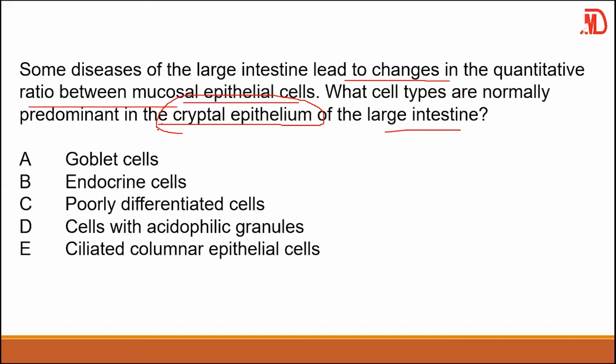They contain two types of cells. We have the goblet cells that secrete mucus. Then we have the enterocytes, which secrete water and electrolytes. Now, if you look at the options that we are having over here, of course, we could be looking at goblet cells. So over here, your answer should be A. Goblet cells.